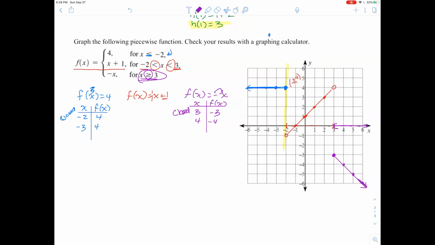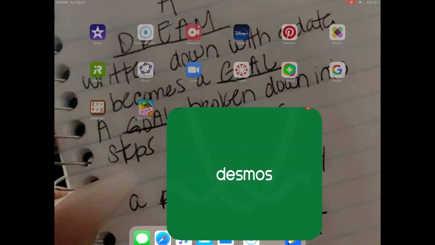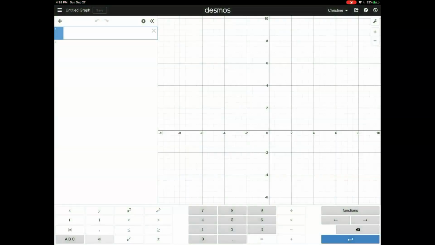All right, and so there's that function, and that one wasn't too bad because those were all linear, so pretty easy to graph. Okay, let's check with a graphing calculator. So I'm going to go to Desmos here, and I bet I'm going to have to erase all these functions. Oh no, I erased them.